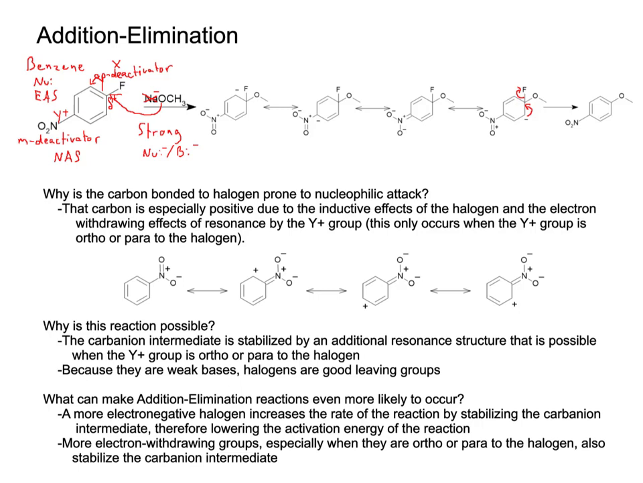Now, there are a couple of extra things about addition-elimination that you should know, and those are what makes addition-elimination reactions even more likely to occur. First, a more electronegative halogen increases the rate of the reaction by stabilizing the carbanion intermediate via inductive effects, therefore lowering the activation energy of the reaction. So fluorine is actually going to be the best leaving group for addition-elimination. Next, more electron withdrawing groups, especially when they're ortho or para to the halogen, also stabilize that carbanion intermediate.